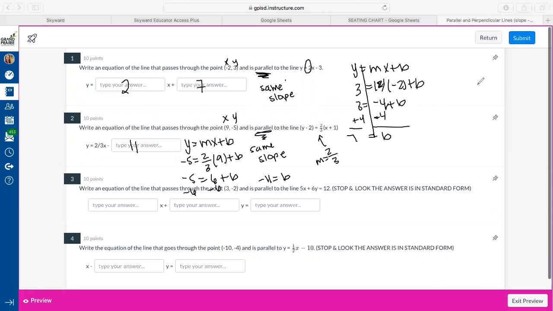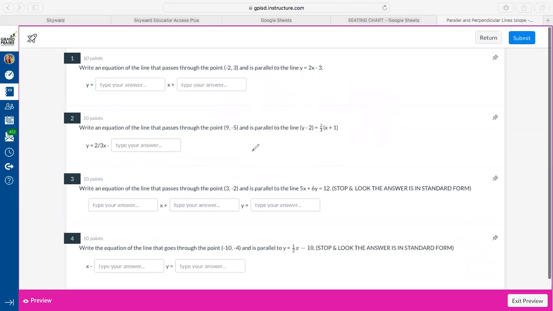Are we on number 3 now? Yes. Write an equation that passes through the point 3, negative 2 and is parallel to 5x plus 6y equals 12. So did y'all do 5x plus 6y equals c? Yeah. Okay, and then you plugged in 5 times 3 plus 6 times -2 equals c. Actually, no, I didn't. What'd you do? I did y equals mx plus b. And it says stop because it's in standard form. Yeah, I didn't read it.